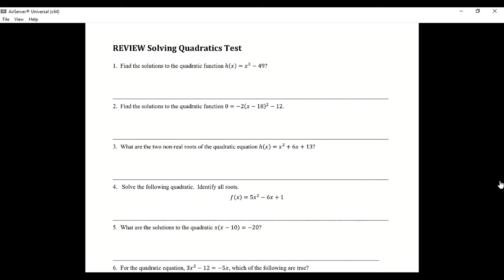Okay, good morning. Let's work through the review for solving quadratics. So number one, we have: find the solutions to the quadratic function h of x equals x squared minus 49. Remember, when we say solutions, we're talking about the roots, the zeros, the x-intercepts.